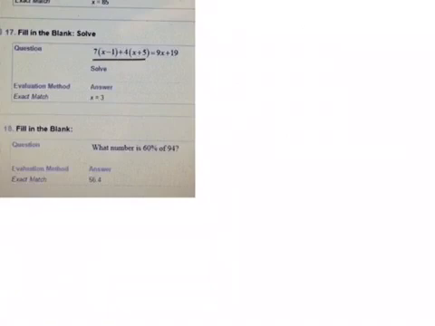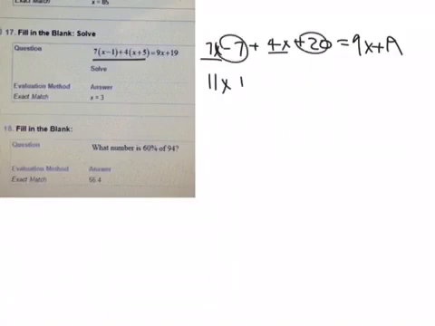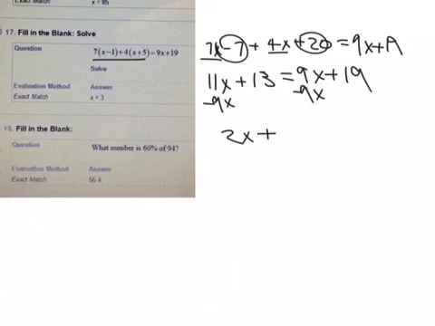Alright, so we're going to distribute since I can't combine anything in the parenthesis. Okay, so I'm going to add like terms. This one and this one. 13 equals 9x plus 19. Bring my 9x over. 2x plus 13 equals 19. Subtract 13, subtract 13. 2x equals 6. X equals 3.